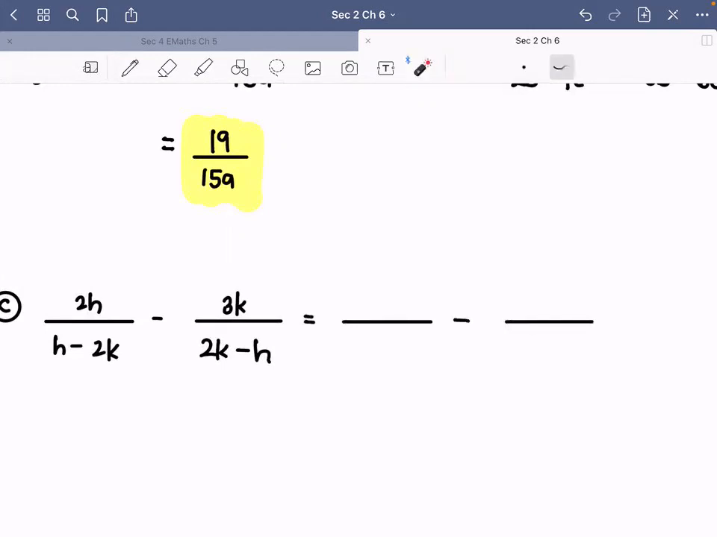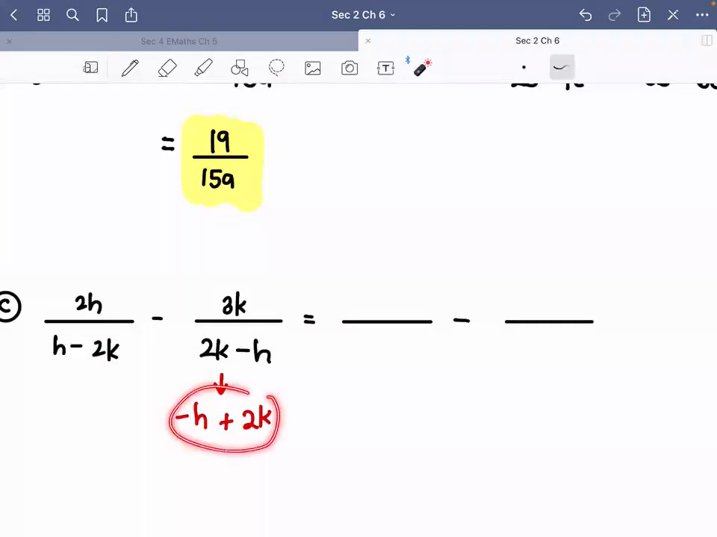Okay, so let me write this. Look here, I have h minus 2k. However, on my next fraction, I have 2k minus h, right? So what should I do with the second one? Okay, so I can flip this and switch them, so it becomes negative h plus 2k.